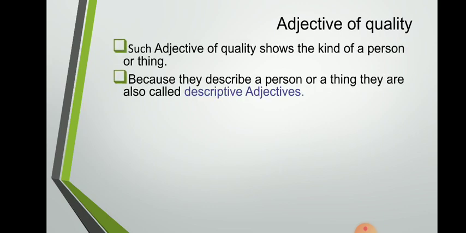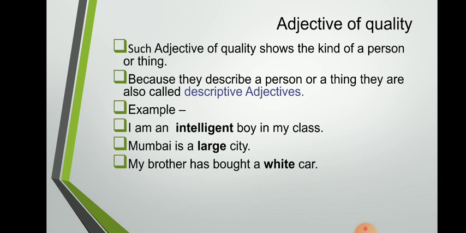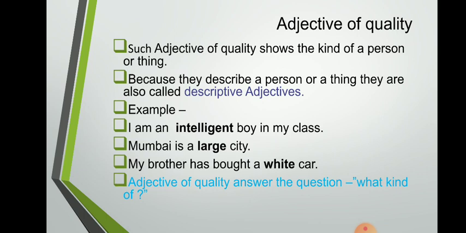Adjectives of quality show the kind of person or thing. Even we can say that an adjective of quality describes a person or a thing. They are also called descriptive adjectives. Let us see the examples. I am an intelligent boy in my class. Mumbai is a large city. My brother has brought a white car. An important point: an adjective of quality answers the question formed with the help of what kind of.